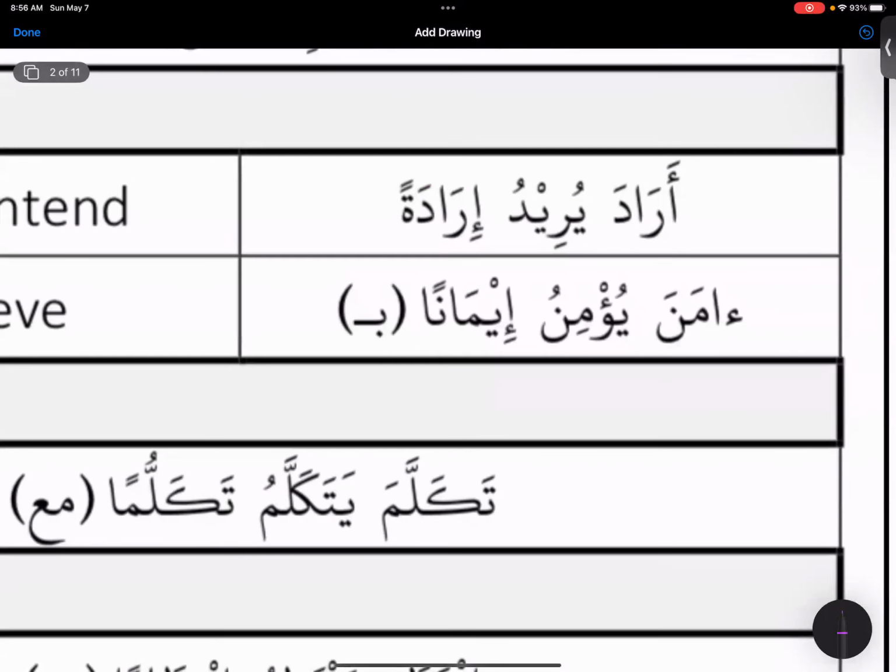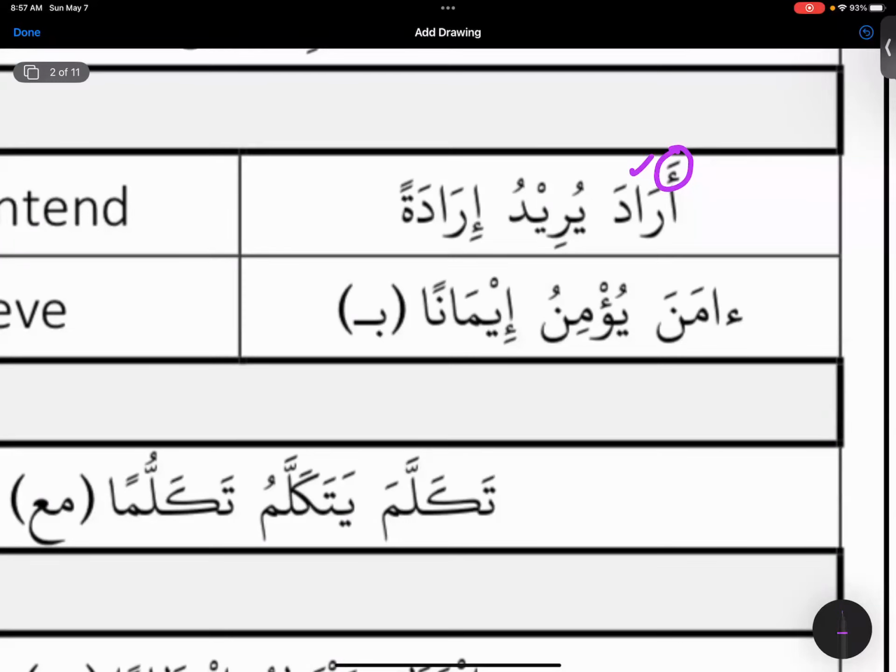Then we have Arada Yuridu. What bab? Aslama. Whenever you see this hamzatul qat' with fatha, then this is Babu Aslama. So Arada Yuridu, but it doesn't look like Aslama Yuslimu, right? Why? Because it has a weak letter. One of the root letters is weak. That's why it is going to conjugate differently. Actually, it should be Arada Yuridu, but to make it more fluent, they made it Arada Yuridu. Iradatan.